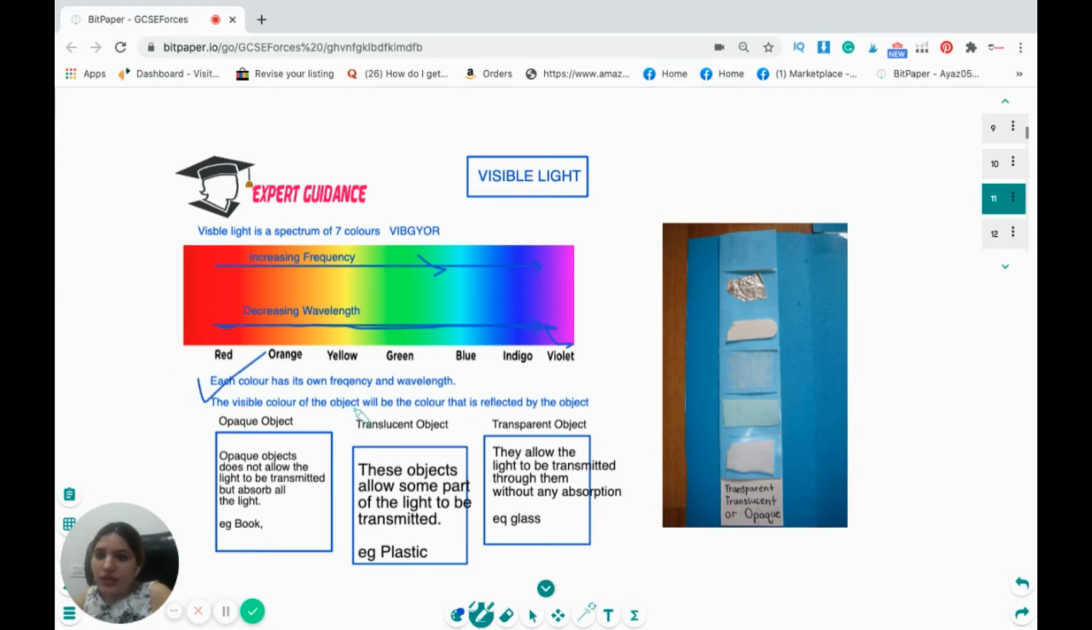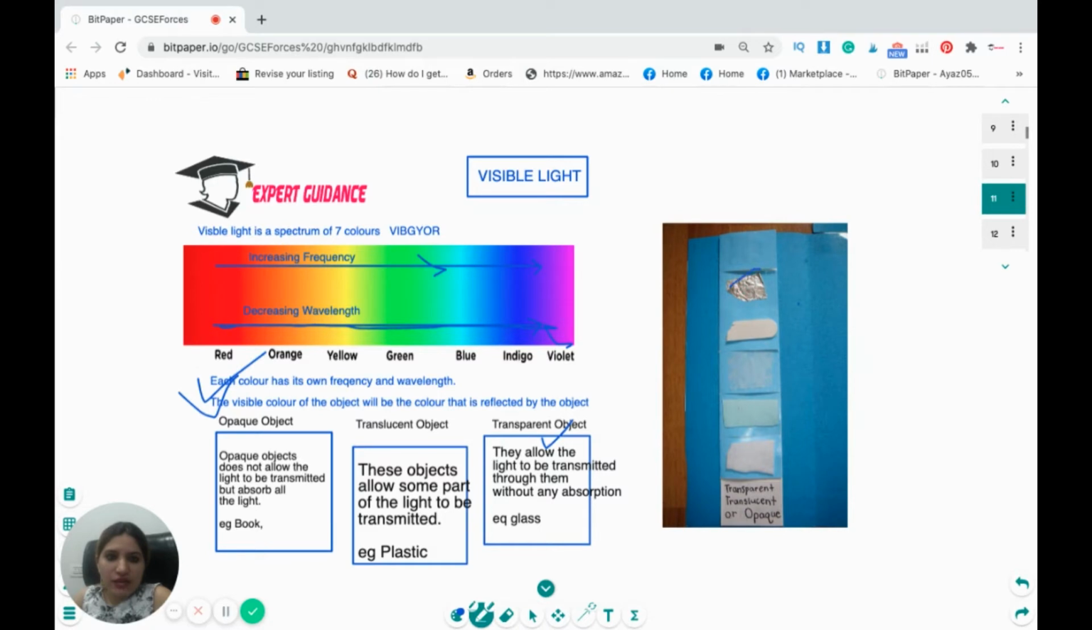The visible color of an object will be the color that is reflected by the object. So for example, if you see something green, it means that object is reflecting the green color. That is why you are seeing a green color. Now, depending on whether light can pass through an object or not, we have 3 categories. We have opaque objects, translucent objects, and transparent objects.